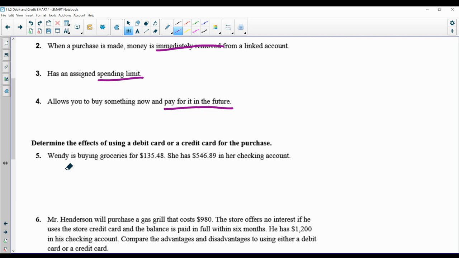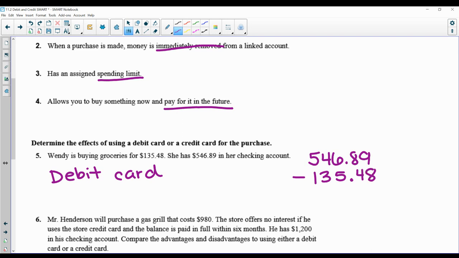Number 5: Wendy is buying groceries for $135.48. She has $546.89 in her checking account. What about if Wendy uses a debit card? How much money will she have left in her checking account? That's how you're going to answer it. You start with the beginning balance, which is $546.89. Then you subtract, because the money is immediately removed from the checking account, $135.48. That's going to give you the answer.